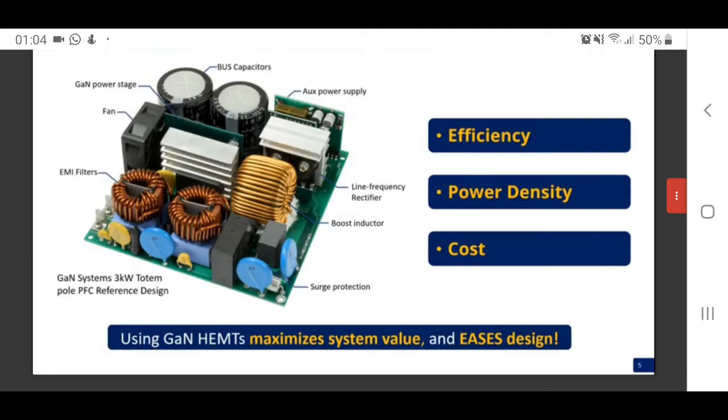Let's look at a power electronics system. This is a GaN Systems 3 kW 2-pole PFC reference design. In the picture, you can see a fan, power stage, bus caps, auxiliary power supply, boost inductor, and so on. By the way, the EMI is fully passed in this design. So just like a silicon-based system, a GaN-based one will not be more exotic.